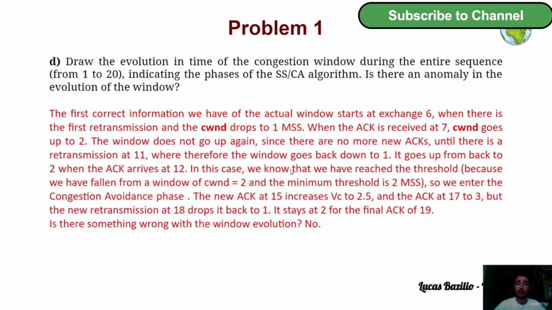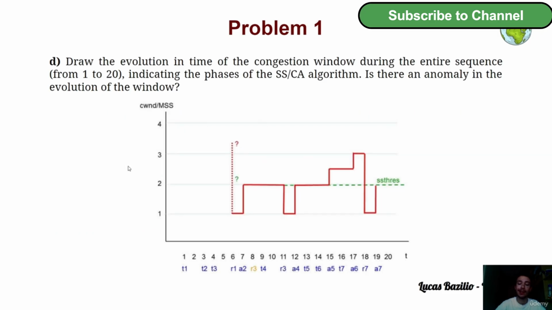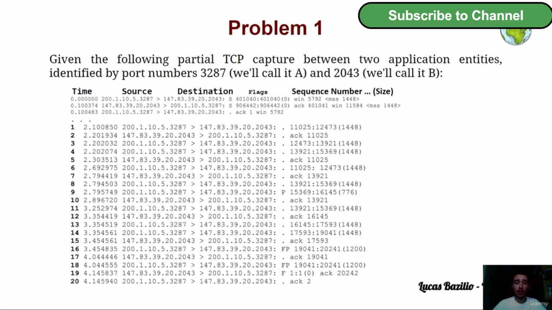And the reason for this is because there are no more acknowledgements of new data, until there is a retransmission at the exchange 11. Keep in mind, if we study this TCP dump capture from the exchange 7, we don't have more new acknowledgements. In fact, here we have a sequence number that we are sending, here we are also sending, here we are receiving, but this acknowledgement of this sequence number was already seen before. So this acknowledgement of the exchange 10 is not a new data acknowledgement, so we are not going to increase the congestion window in 1.